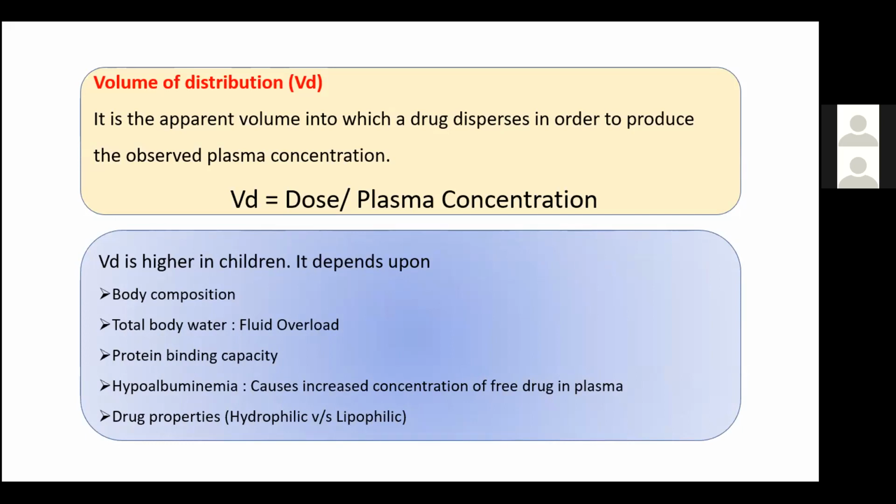If the fat content of the body is higher, the lipophilic drugs will be more distributed into the fat compartment, thus giving rise to a high volume of distribution. Children who are critically ill and admitted in the ICU are sometimes in a positive balance of over 4 to 5 liters. So the volume of distribution of the drug increases in such situations.